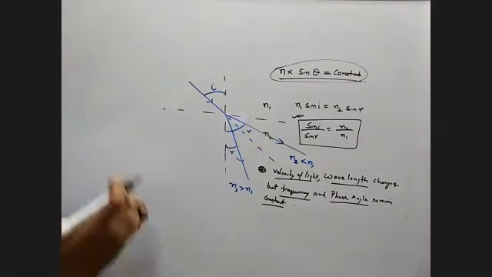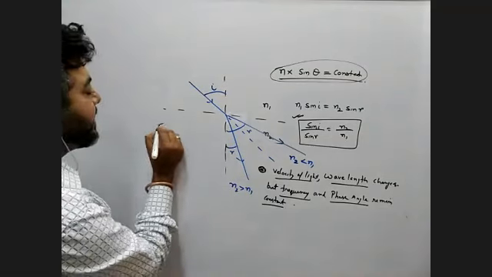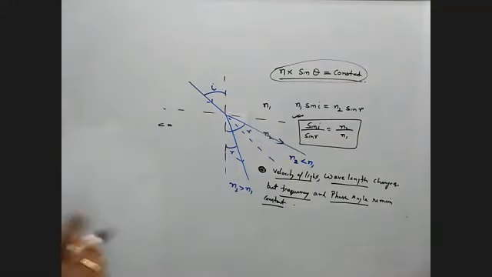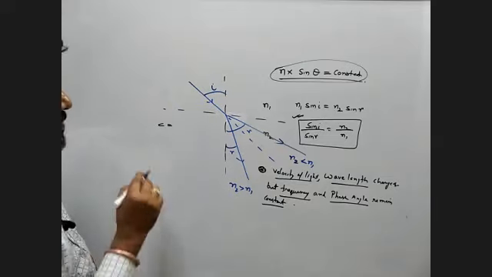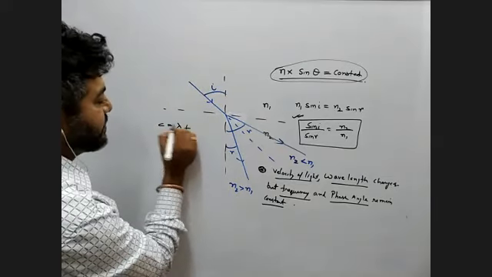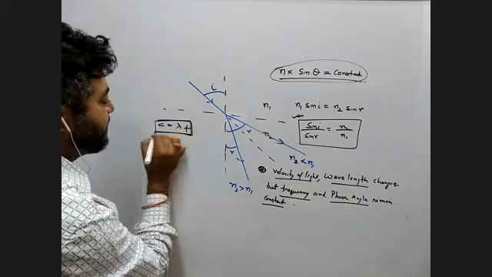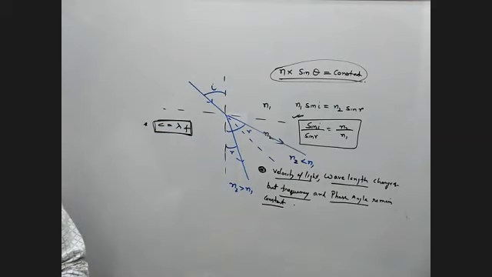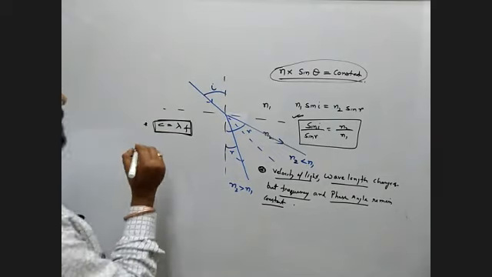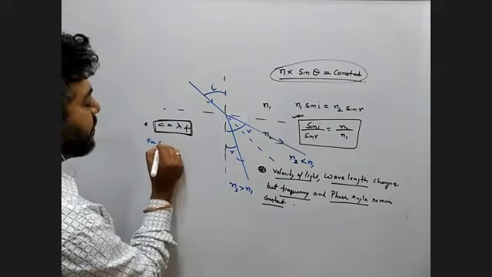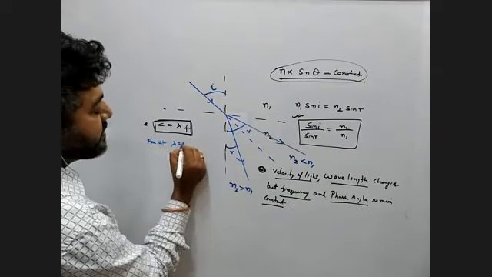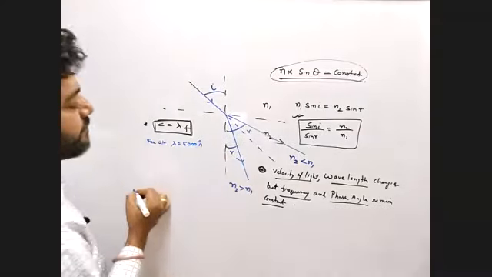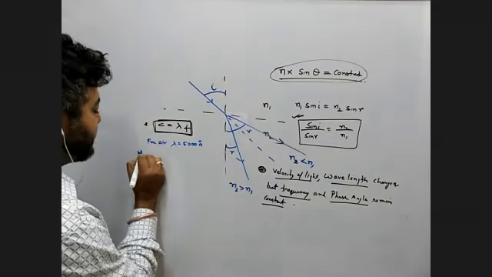And you can correlate them: velocity of light is equal to wavelength into frequency. This is very, very important. So how do they give you the question? They can give you, suppose, for air, the wavelength is 5000 angstrom. What is the frequency?